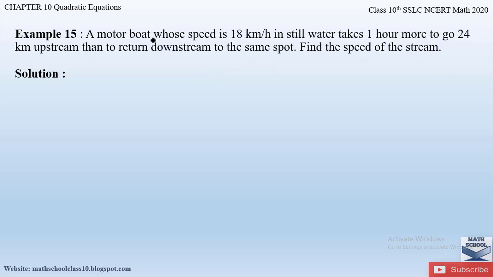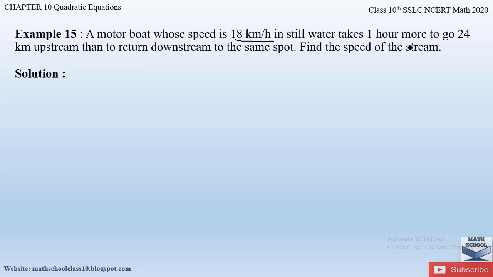So here let us first understand the question. There is a motorboat whose speed is 18 kilometers per hour in still water. Still water means standing water or stagnant water which doesn't flow in any direction. The motorboat takes 1 hour more to go upstream than to return downstream, and the total distance covered is 24 kilometers by the motorboat. So find the speed of the stream.